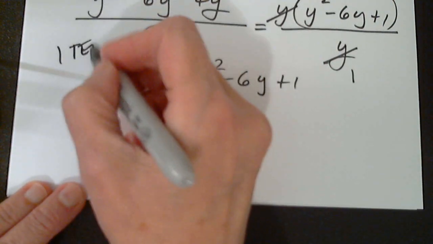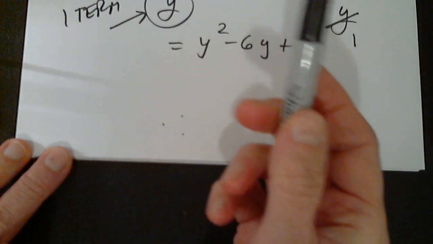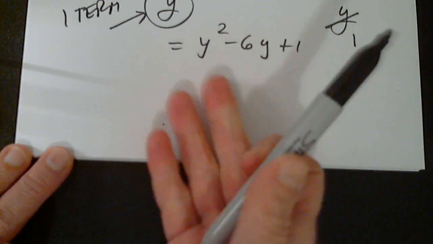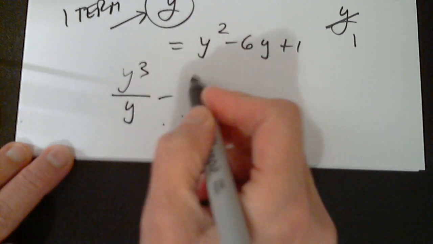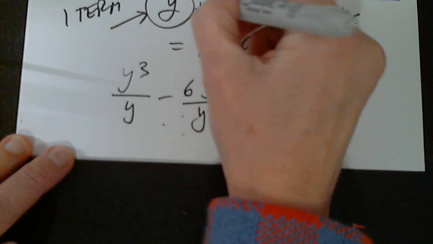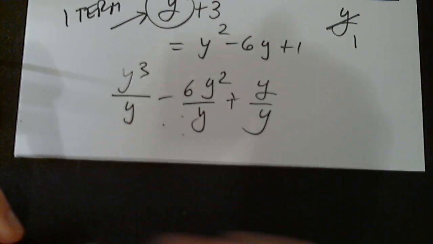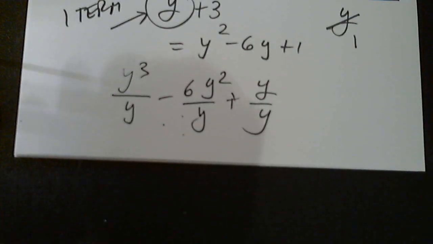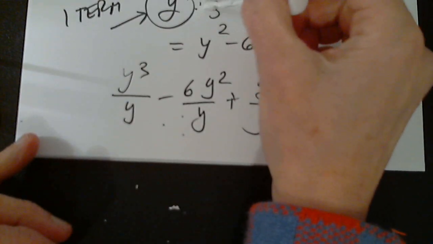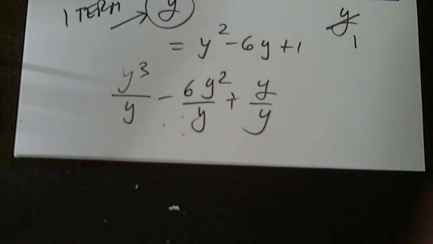You can always, because it's one term in the denominator, one term, you can also separate the fractions into 3 fractions. Why 3? Because I have 3 terms at the top, and you will get the same answer. You will be able to write y to the third over y minus 6y squared over y plus y over y. This is allowed. If I have here plus 3, you will never be able to do that. You're not allowed to. But if it's only one term, that is allowed. You can separate it in as many fractions as needed. In this case, I have 3 terms at the top. I will simplify or separate into 3 fractions.